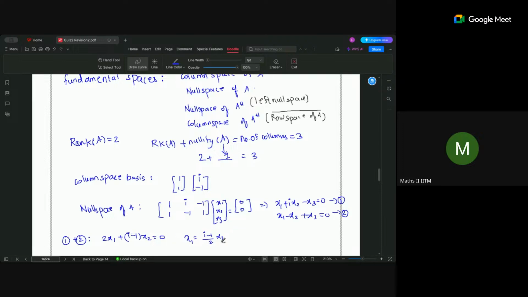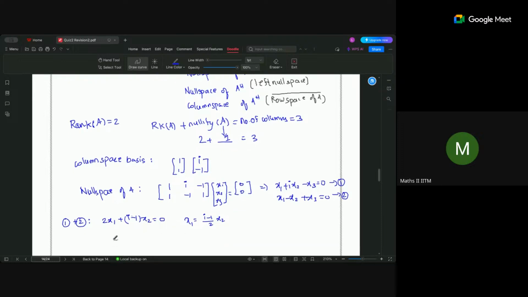Okay, so you can write either in this way, or you can write x2 is equal to 2 by i minus 1 x1. So either way you can write, it does not matter. If you want to write like this, it's fine, or if you want to write x2 is equal to minus 2 x1 by i minus 1. But remember, you cannot have a complex number in the denominator.